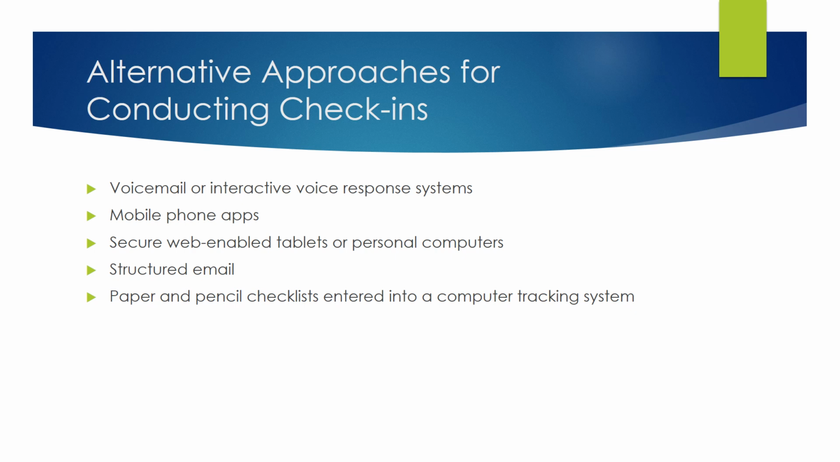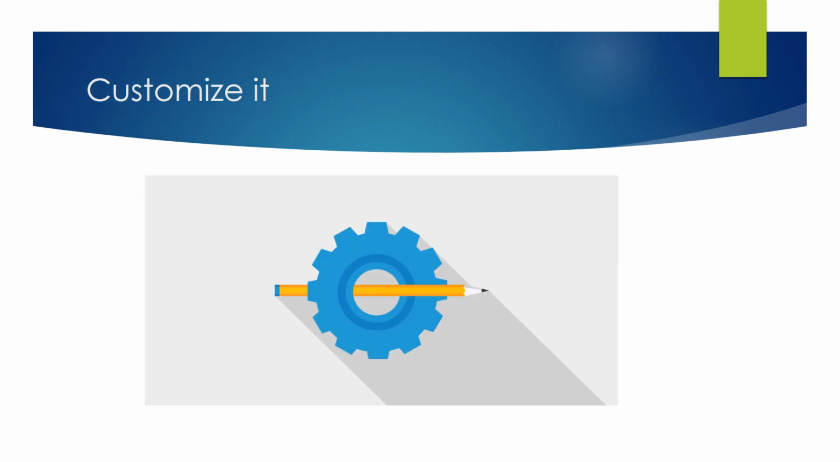There are some alternative approaches for conducting these check-ins. You can do it by voicemail or interactive voice response systems, mobile phone apps, secure web-enabled tablets or personal computers, by structured emails, or even pencil and paper checklists that are entered into a computer tracking system later. The ability to customize the check-in form creates clinician buy-in by meeting the needs of their programs, and it also produces client buy-in as the clients can add items they identify as important metrics of their own recovery.